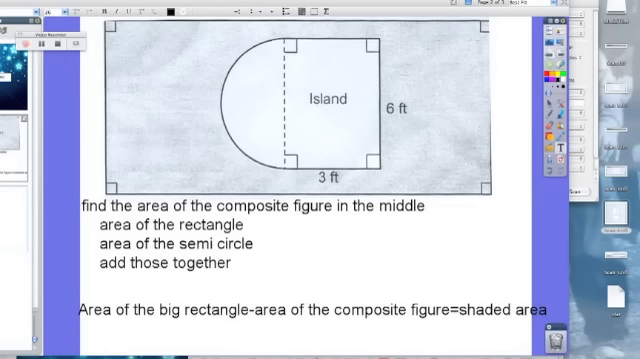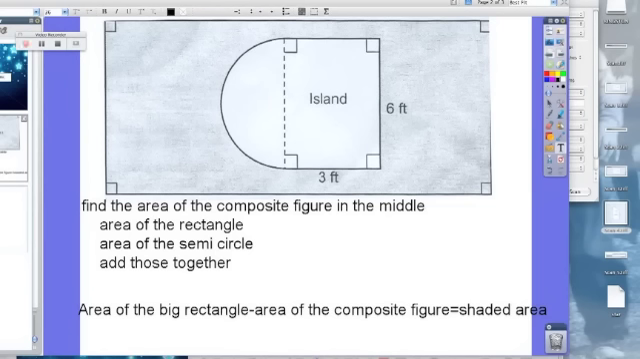The first thing y'all need to do is find the area of the composite figure in the middle. Composite means it's composed or made up of two shapes. Well, look at this figure. There are two shapes. What two shapes do you see? A circle, or half of a circle, a semicircle, and a rectangle.